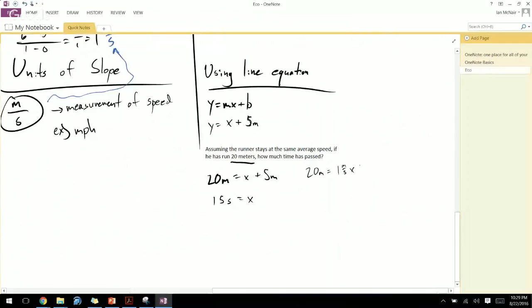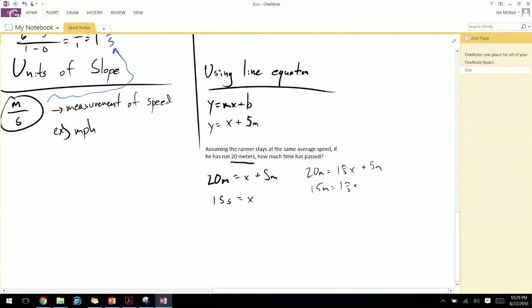You might be like, wait a second, if I subtract 5 meters from 20 meters, that gets me 15 meters. Something we can't forget about is that this actually had units too. So really, it was 20 meters equals 1 meter per second times x plus 5 meters. So if we were to do this again, we get 15 meters equals 1 meter per second times x.